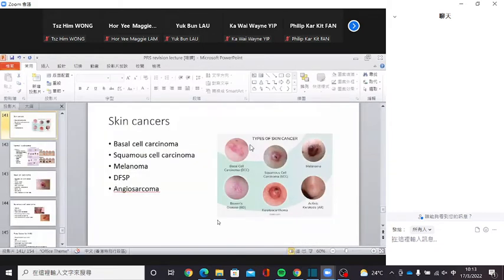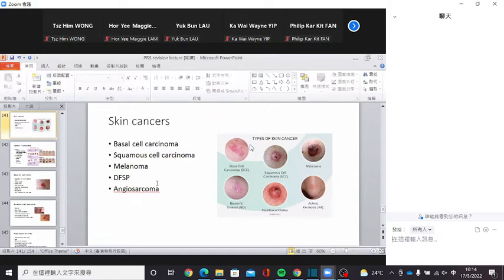So skin cancers. I think it will appear in your final MB, most likely. There are various kinds of skin cancer. I'm not going to cover all of them. But apart from skin cancers, I think you still need to know some common benign lesions that could appear in your OSCE station as the differential diagnosis for your skin cancer cases.